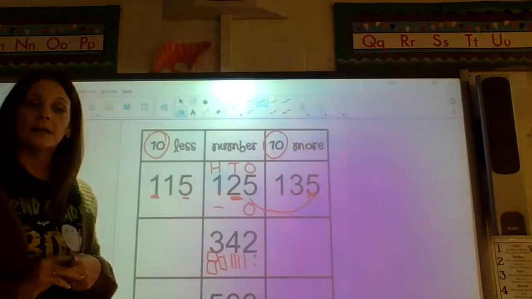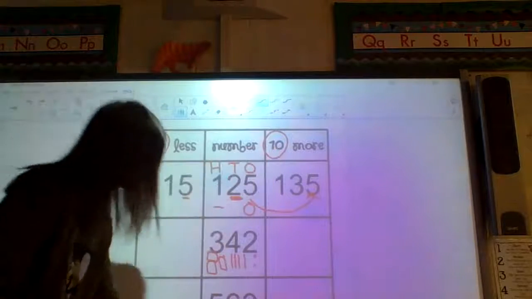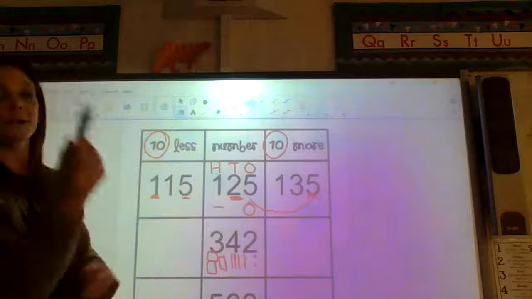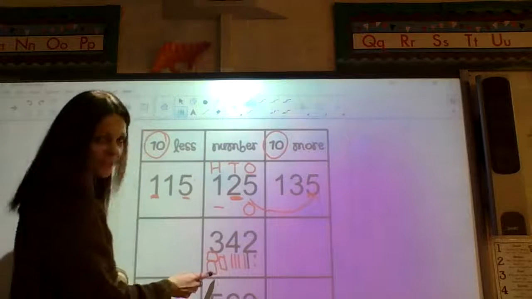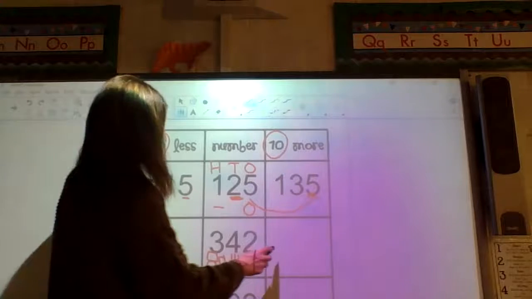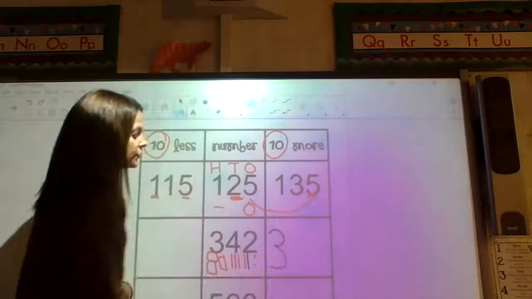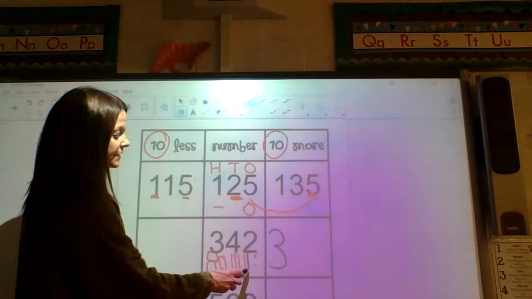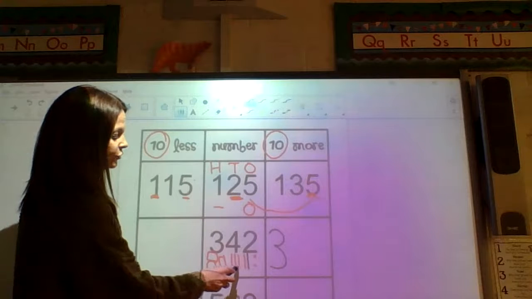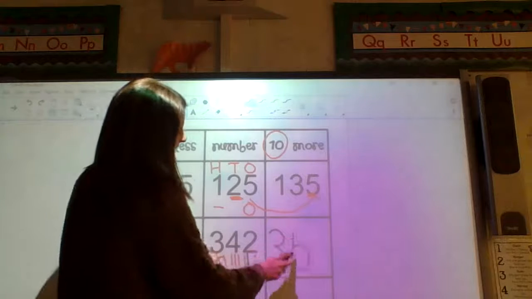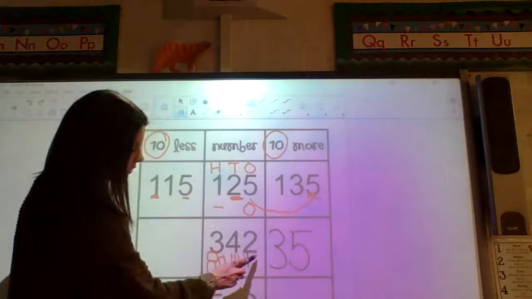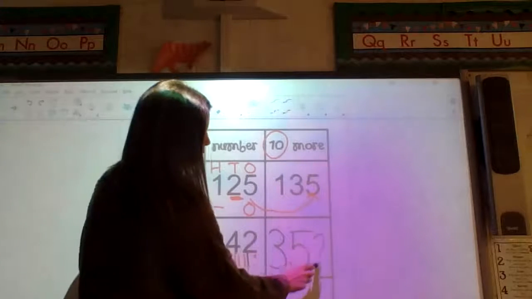Now they want 10 more, so I'm going to add on a 10. Did I touch my hundreds? Nope. So I still have 300. Oh, I did touch my tens, so I have 1, 2, 3, 4, 5 tens now because I added 1 ten. And look, I still have 2 ones.